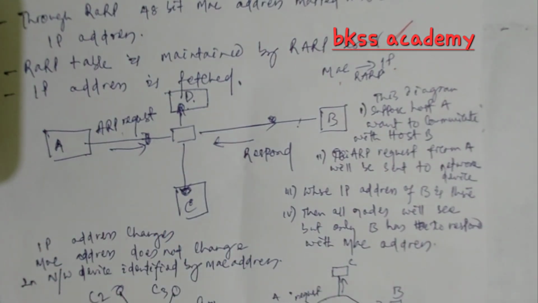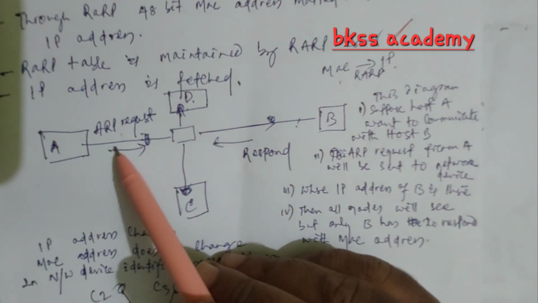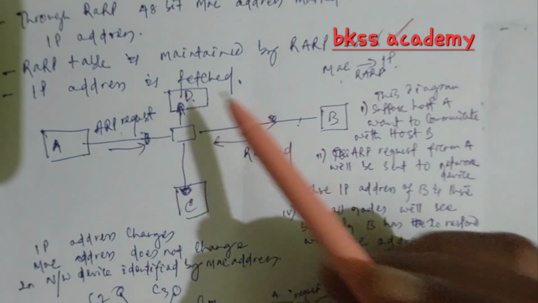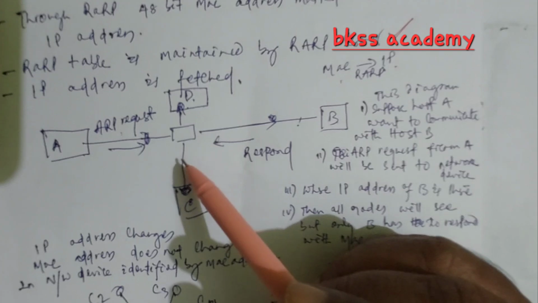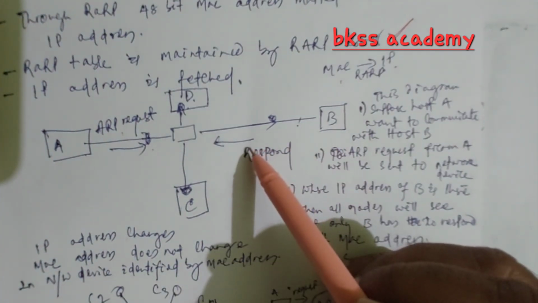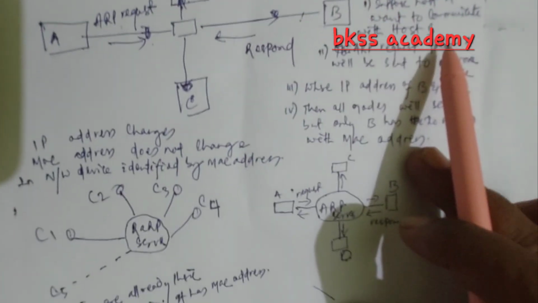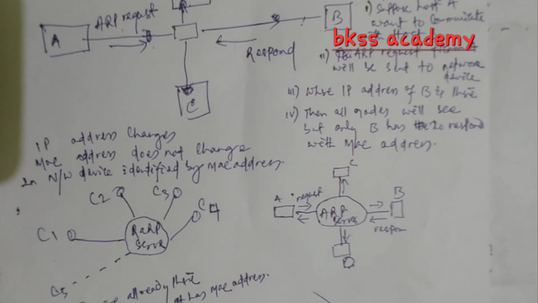Then all nodes will see it, but B has to respond with its MAC address. When the request is broadcast, every node or every system at every station will see it, but because the address of B is searched, only B will respond. This is the diagram. So the IP address changes, but the MAC address never changes. In a network, a device is identified by its MAC address.